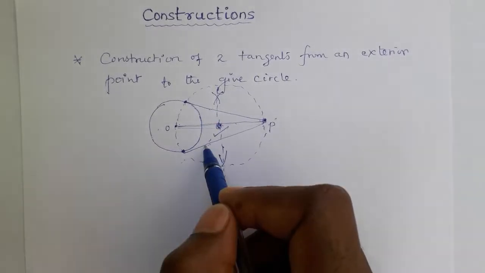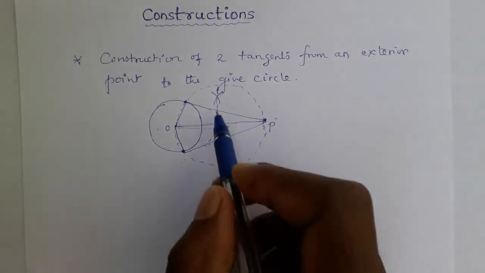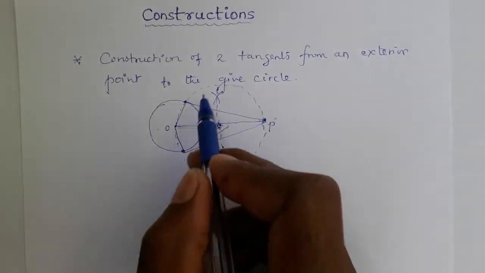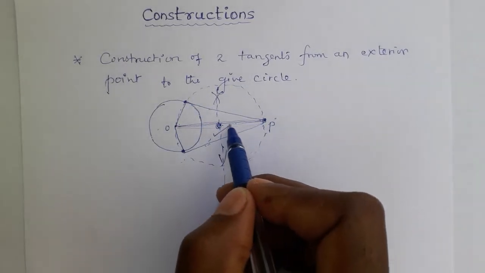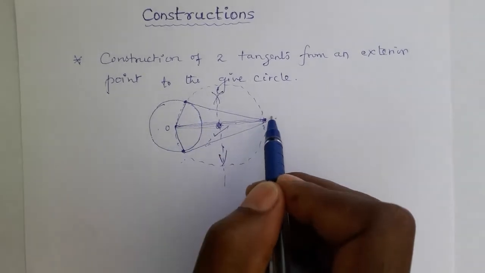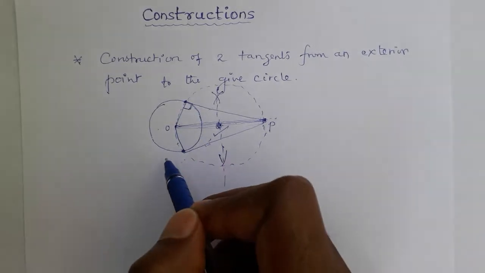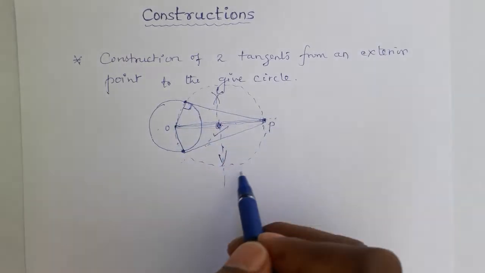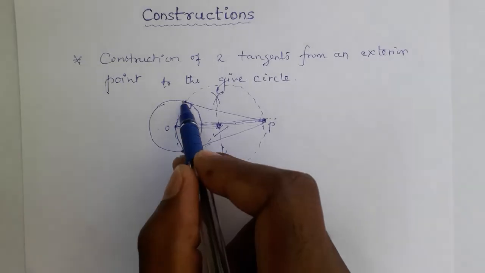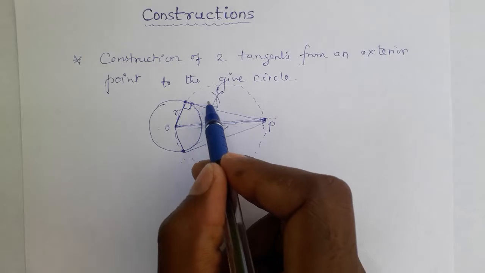How do we know these two tangents are true? If you join O to those 2 points, for the big constructed circle, OP is a diameter. You know that if you join the ends of a diameter to the circumference, the angle is always 90 degrees. That is for the big circle. But for the small circle, this is a radius and this is a tangent.